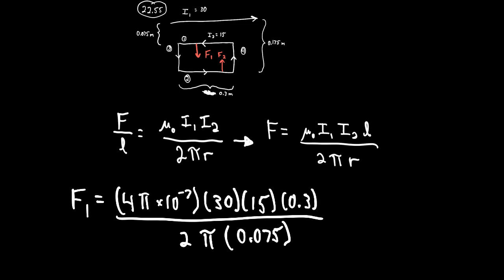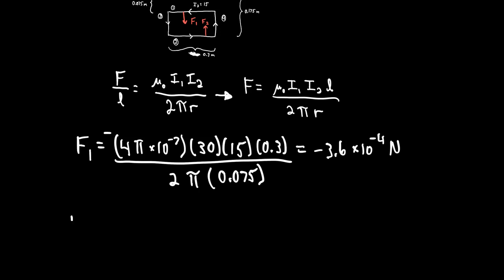And then what direction is this force going? F1, where is it going? Down. So what do we need to add to the front of it? Negative, because it's going in the negative y direction. So you plug all these numbers into your calculators, and you should find negative 3.6 times 10 to the negative 4 newtons.